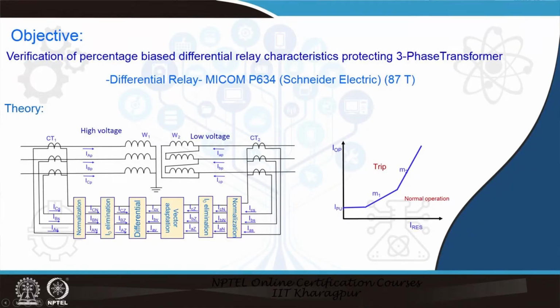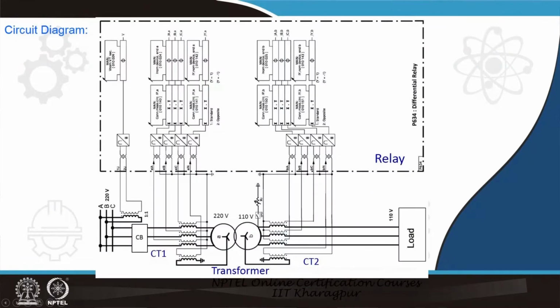characteristics. And we see here, in the normalization part, the rated current of the high voltage side and the rated current of the low voltage side are used for normalization. Now, in this case, this is the MiCOM relay P634.